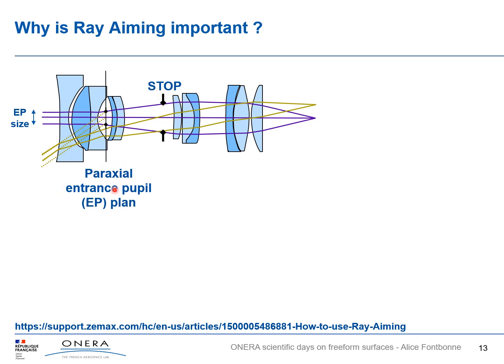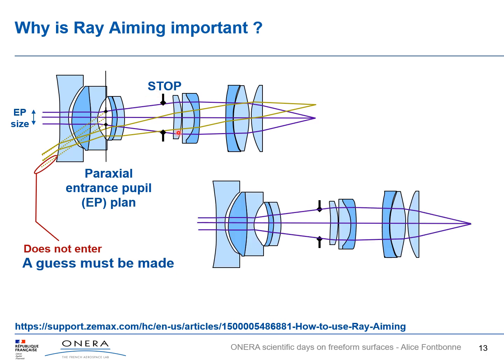This is because the entrance pupil is not, in fact, the paraxial entrance pupil, and this ray does not enter anymore. So you have a problem here. Ray aiming is the fact that a guess must be made to determine how these rays will come through the optical system by passing through the stop here. And if you have ray aiming, you can have something like this for these same off-axis rays. And you can do that for several fields of view.